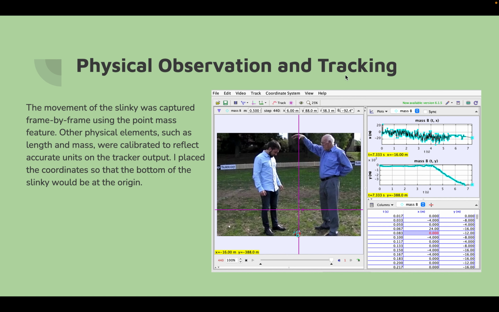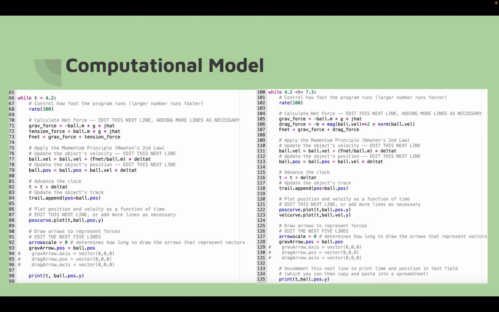calibrated it to the mass, and I set the coordinates so that the bottom of the slinky would be at the origin. And I used the base of the computational model used in lab 2, where we dropped a light object and observed the drag force. And the changes I made to it include the F-net.